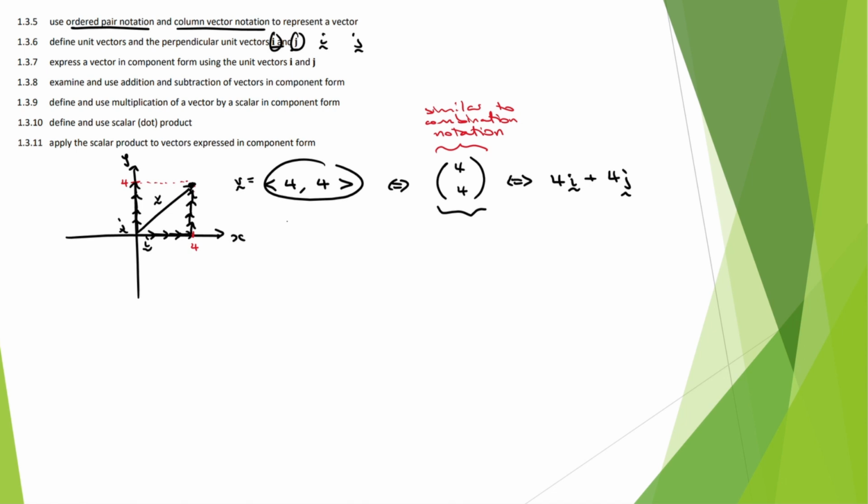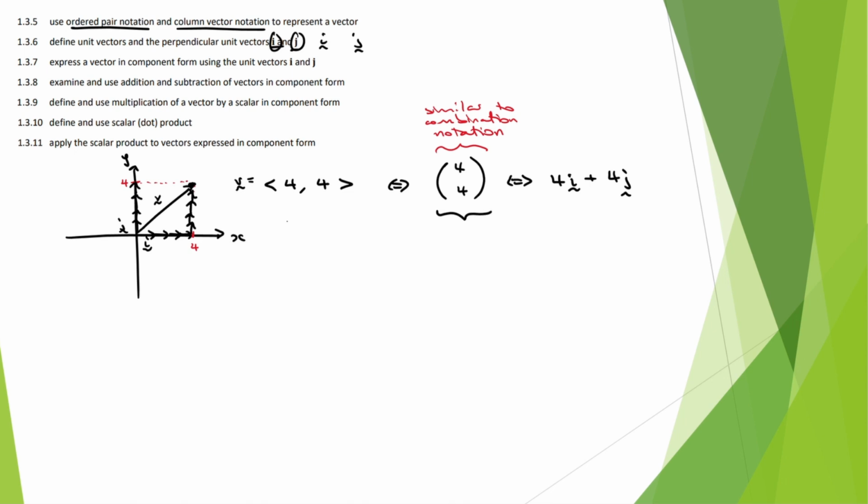Importantly, if a question phrases a vector in either the ordered pair notation, the column vector notation, or the unit vector component form of i and j, then always write your final answer according to the notation that is used in the question. So if your question uses column vector notation, make sure that your final answer is also in column vector notation.